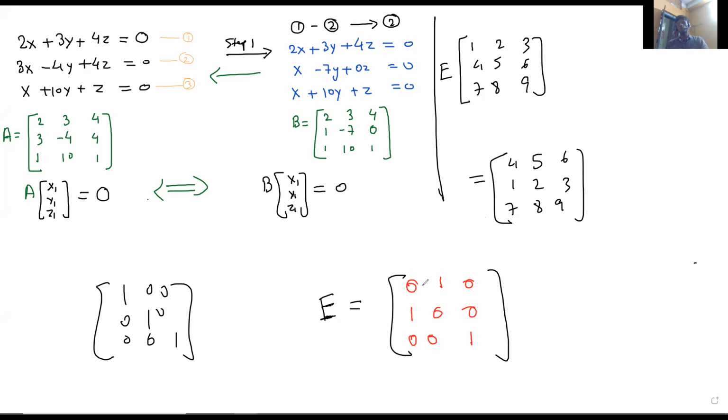Okay. So for the output, this is becoming the second row, right? So I want to take 0 times the first row. I want to take 1 times the second row, and I want to take 0 times the third row for the first row of my output. Okay. So that's what it is.